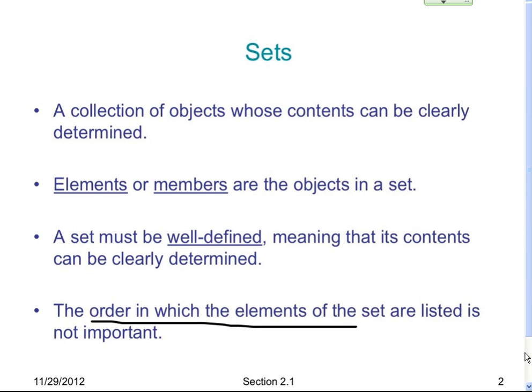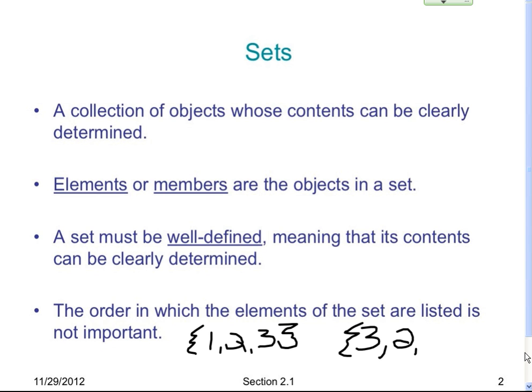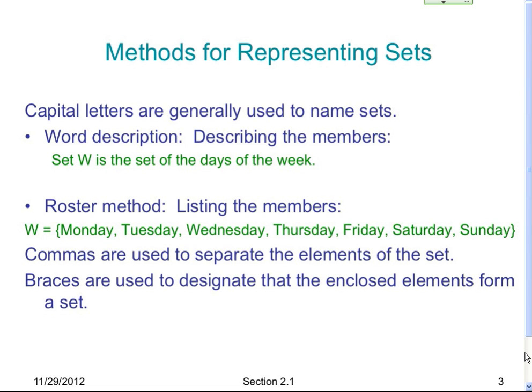The order in which the elements are listed is not important. So for example, if I have the set 1, 2, 3, that is going to be the same as the set 3, 2, 1. Those are exactly the same set. Doesn't matter the order in which I write the set elements. Capital letters are generally used to name sets.